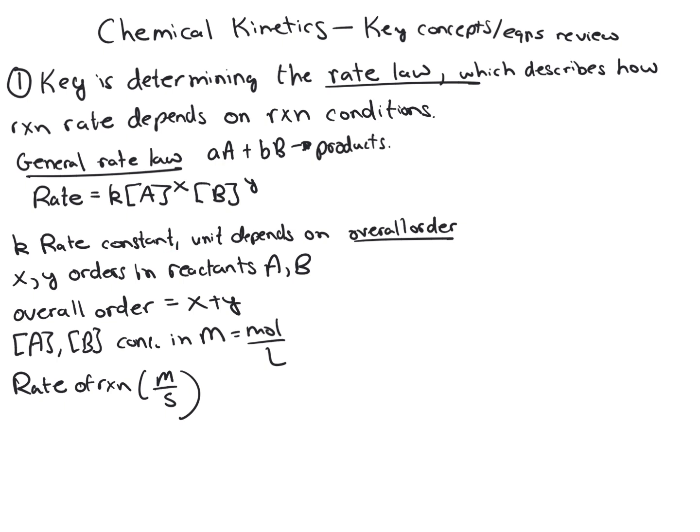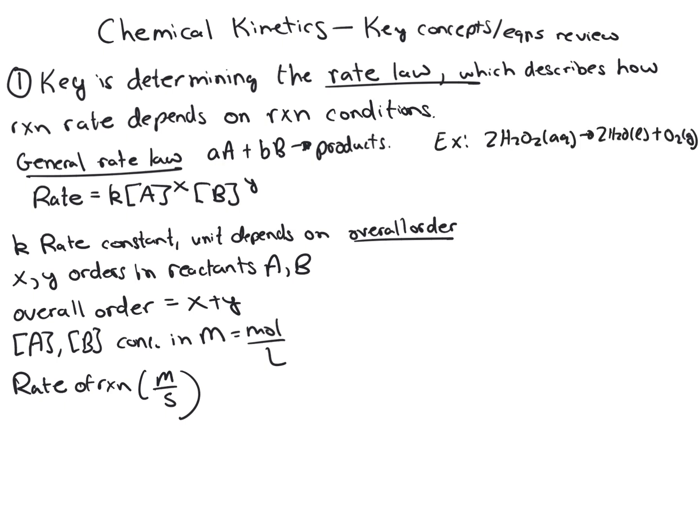That one we don't know the units unless we know the order. So the unit there depends on our overall order. X and Y are these exponents. Those are the orders in each reactant. So X is the order in A, Y is the order in B. The overall order is X plus Y, just adding up the two individual orders. Now, every single one of our equations fits into some piece of that rate law.